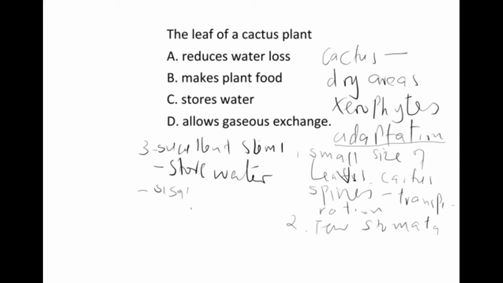So looking at our question, the leaf of a cactus plant reduces the amount of water loss. Actually, we have said they are small-sized leaves that are reduced to spines, and this reduces the rate of transpiration. We have said transpiration is the process through which a plant loses excess water.